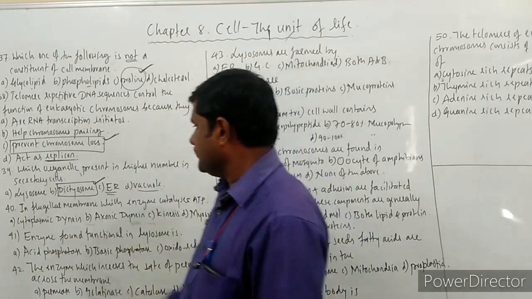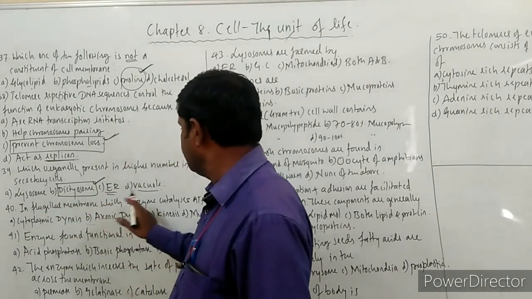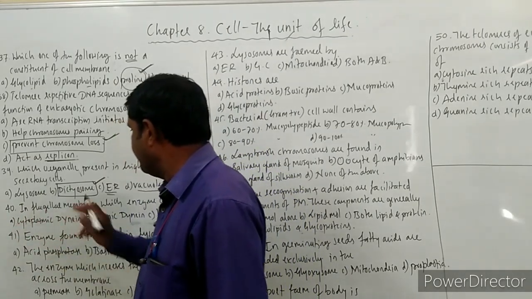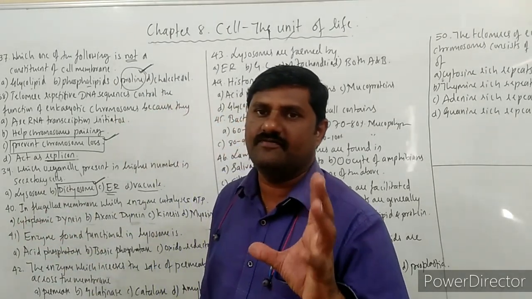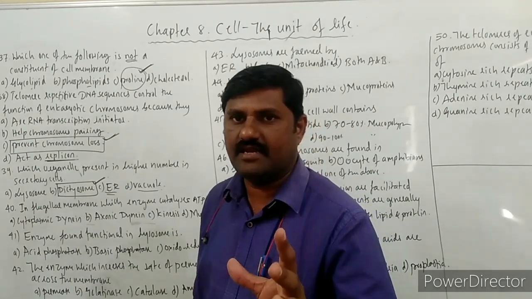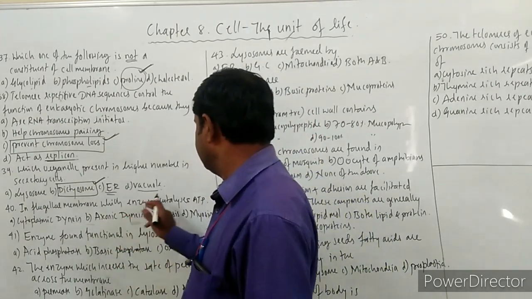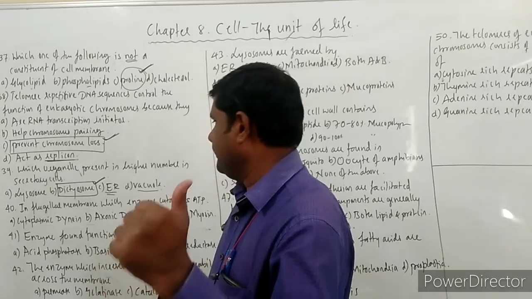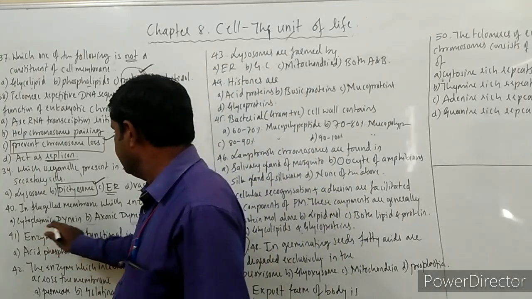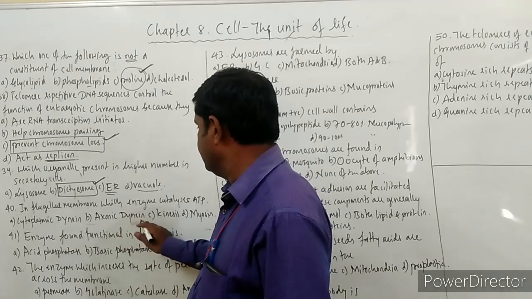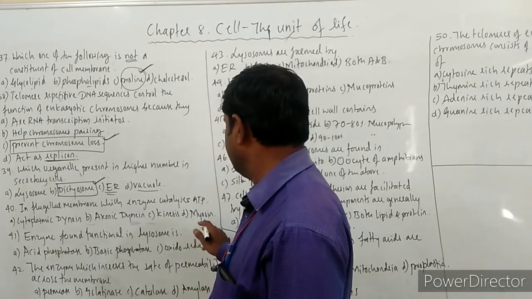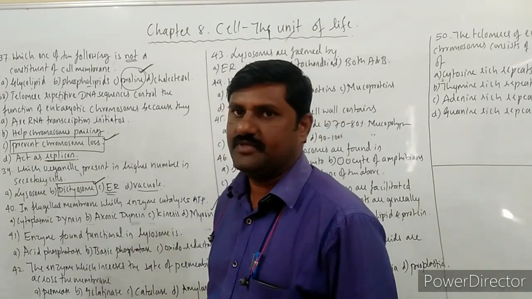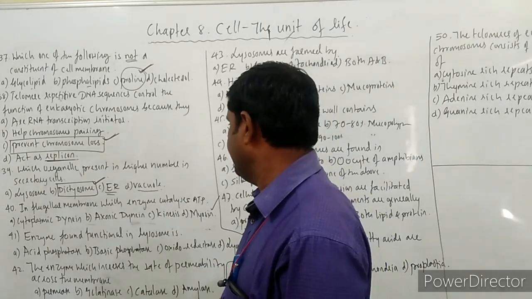Next one. In flagellar membrane, which enzyme catalyzes ATP? Right? In flagellar membrane, as you know the structure of flagella, what happens? Which enzyme catalyzes ATP? The options are cytoplasmic dynein, axonic dynein, kinases as well as myosin. Myosin is usually present in muscle fibers, right? It is a kind of protein.